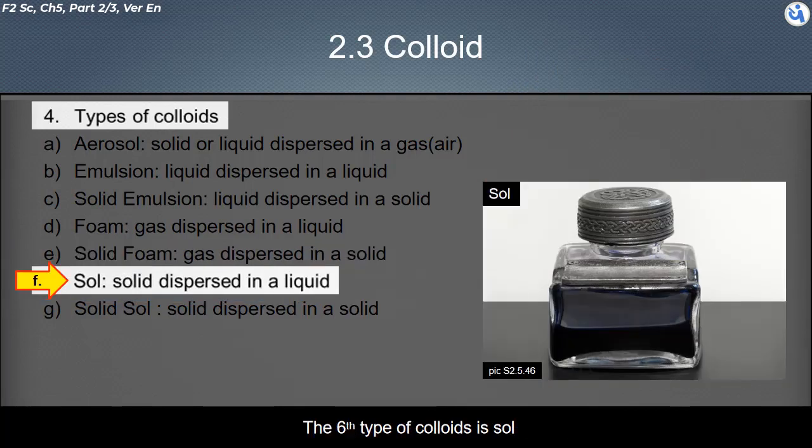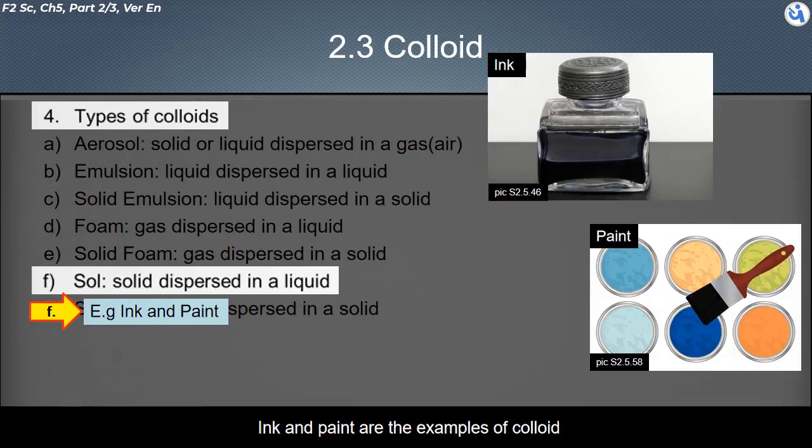The sixth type of colloids is sol. Sol is a mixture of a solid dispersed evenly in a liquid. Ink and paint are the examples of sol.